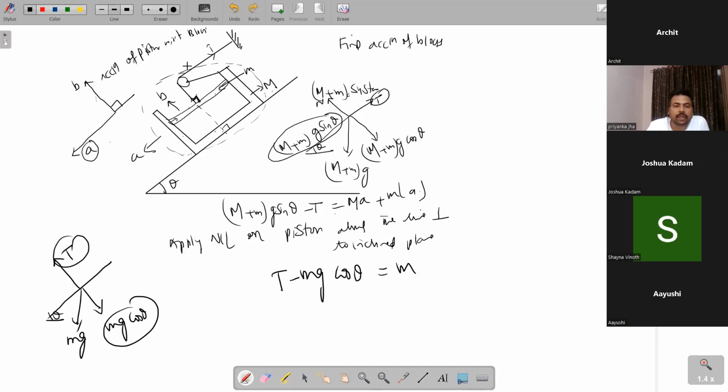One minute. It will have one acceleration along this, A, because this is completely perpendicular. So it won't have any component along this line. So m into b, that's it. Did everyone understand this? Yes, sir.